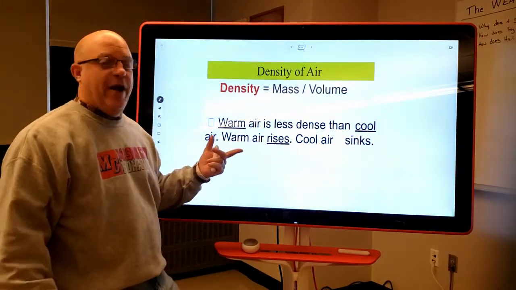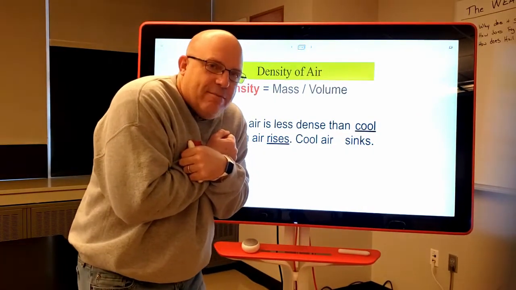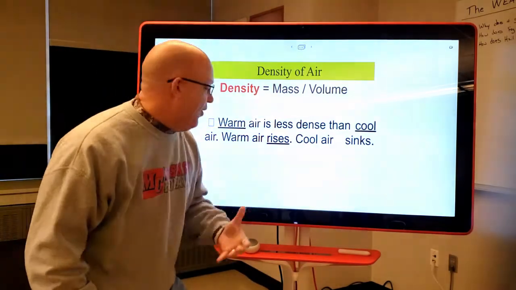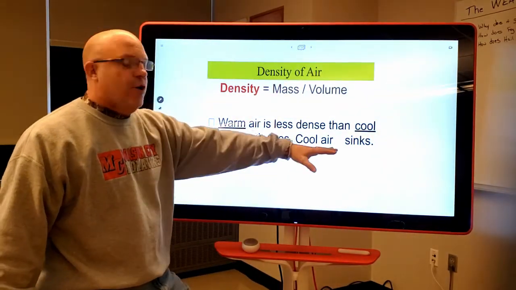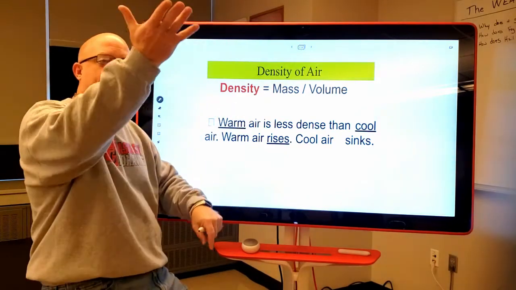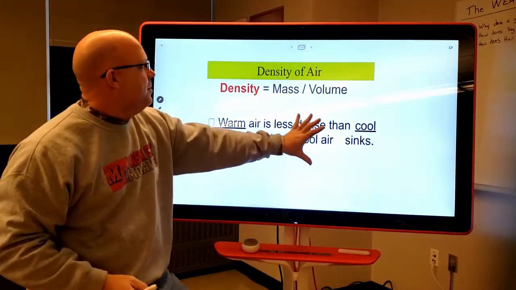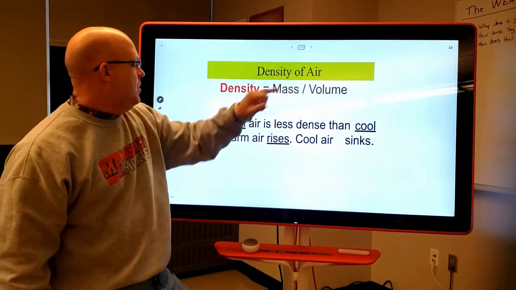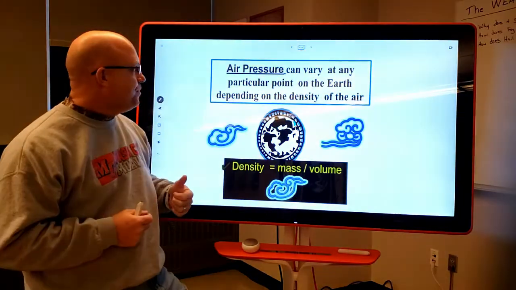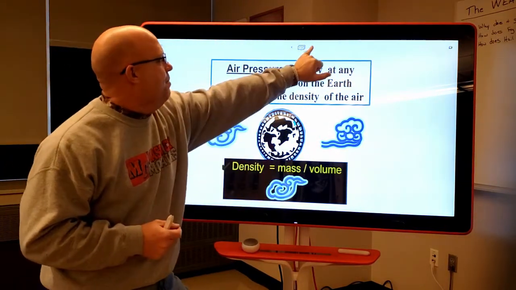Cold air, on the other hand, when you're cold, you pack in real tight and you get shivering. And that means you're making yourself denser. And if you're dense, you're going to sink. So now we have warm air going up, cold air coming down. As this happens, warm air rises, cool air sinks. As this happens, we want to know that it can vary on Earth at any given time.